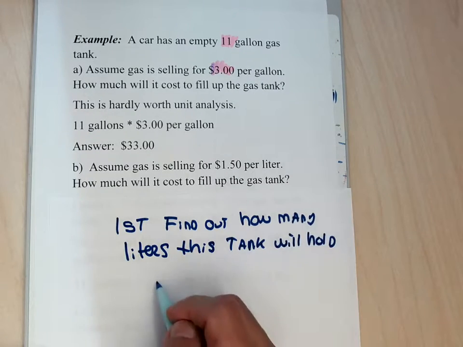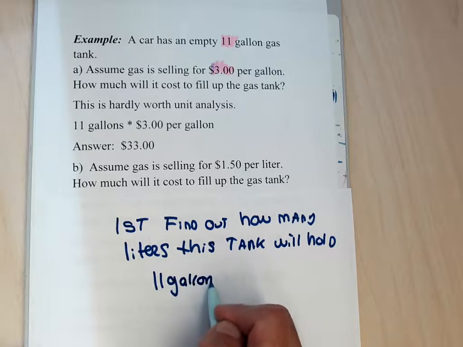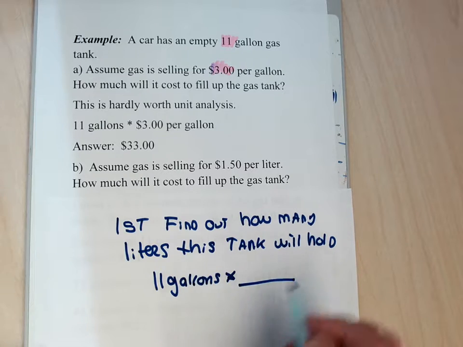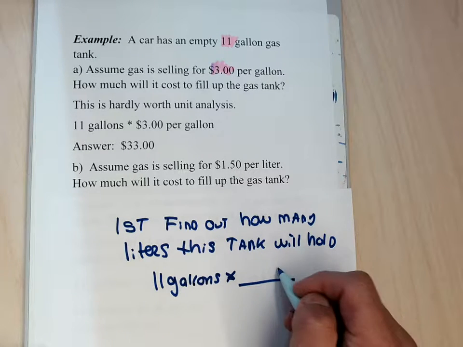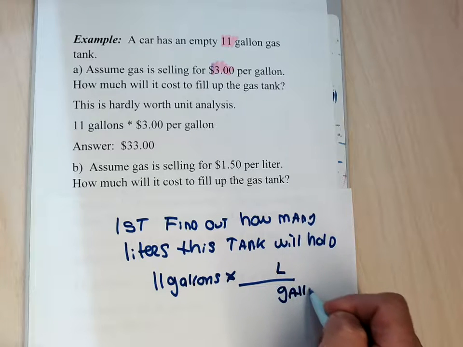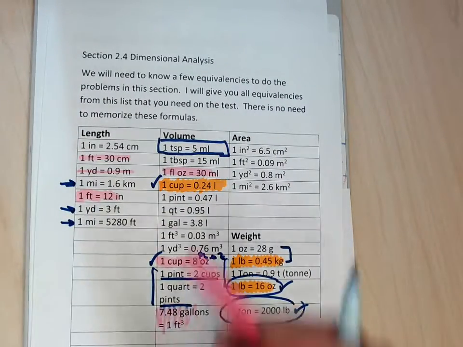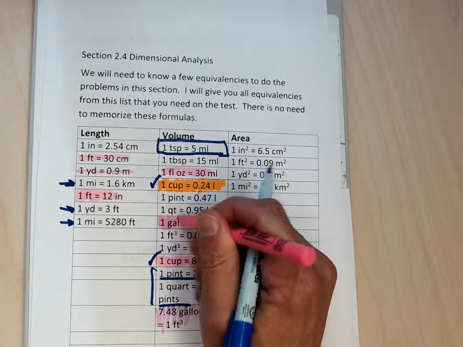And how do I do that? Well, I know I'm starting with 11 gallons, and I want to change to liters. Best case scenario is I could find a fraction that has liters, or an equivalence between gallons and liters. I hope I have that. I don't know that I do, but I actually do. I have that 1 gallon is 3.8 liters.